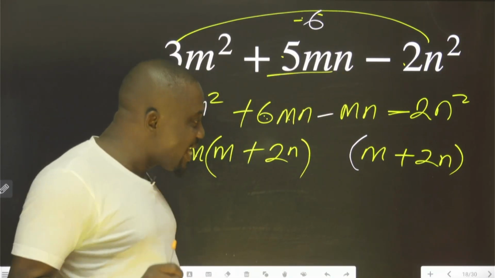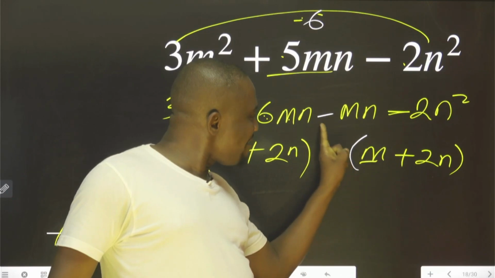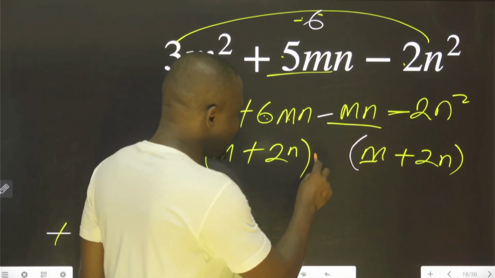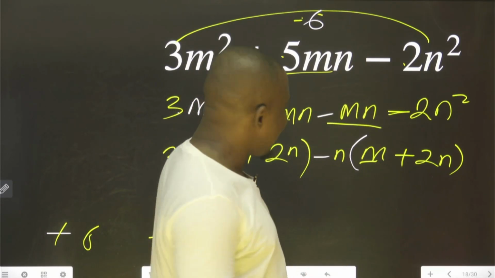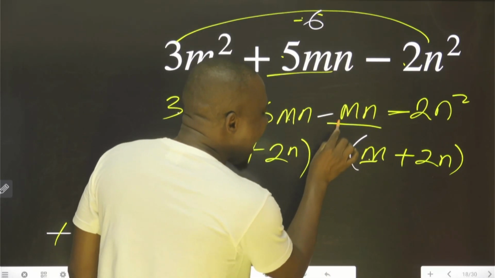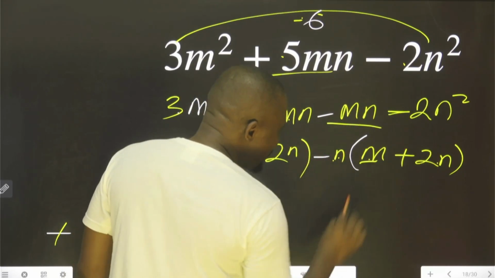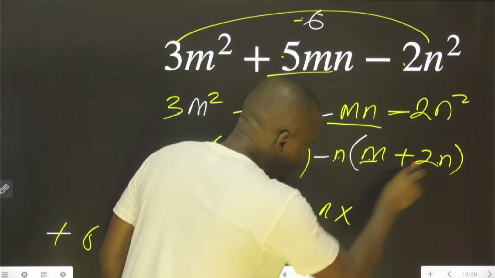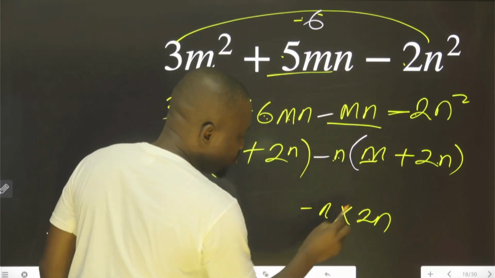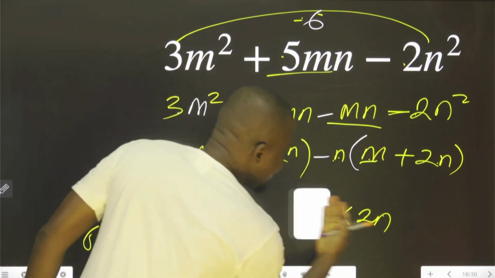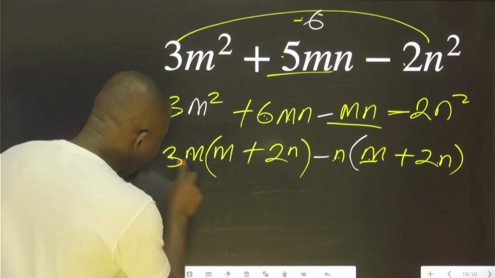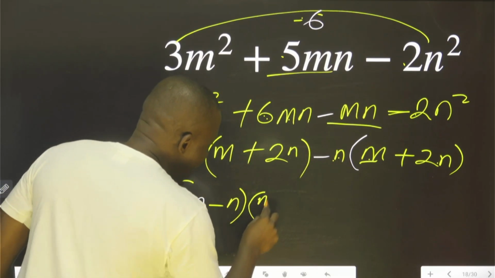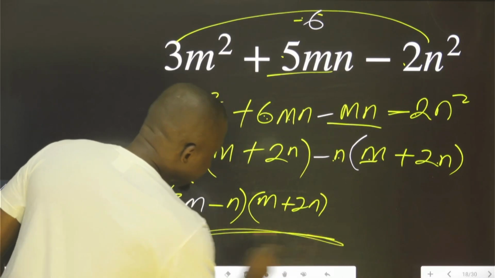Okay? The next is, what can I do to this to have this? m is missing. Minus is missing. That is minus n. So this multiplied by this will give us mn. This multiplied by this will give us minus 2n squared. That is minus n multiplied by this 2n squared. It means we are good to go. Now we bring out this. We bring out this. m plus 2n. The final answer.